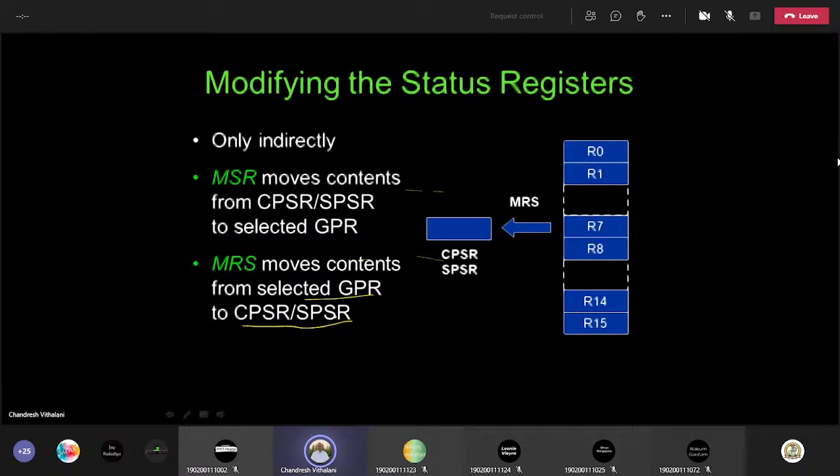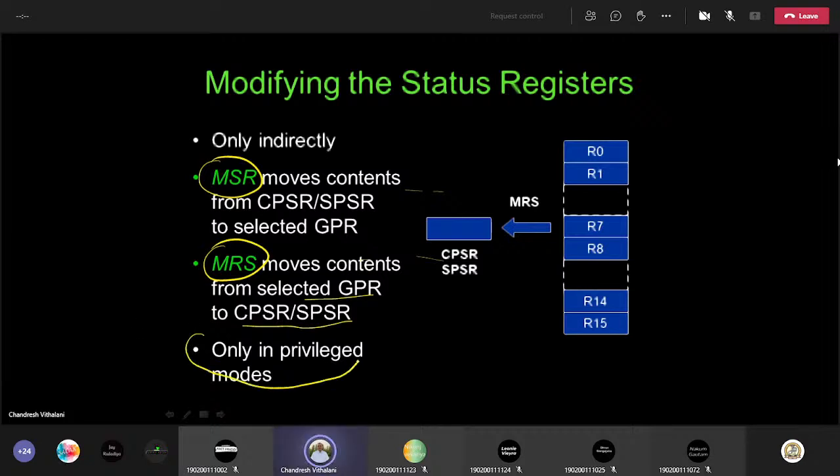That means you cannot directly modify the CPSR, but first you have to transfer CPSR to registers. You modify the value of the register and then copy it again to the CPSR. So we have to use MSR and MRS operations. MSR means it will move the content from CPSR to GPR, and MRS means it will move from GPR, that is from register, to status register, that is CPSR. And of course, this can be done only in a privileged mode, right? So you have to use some software interrupts like SWI to go to privileged mode, and then only you can do this operation. In a normal user mode, these operations are not permitted.